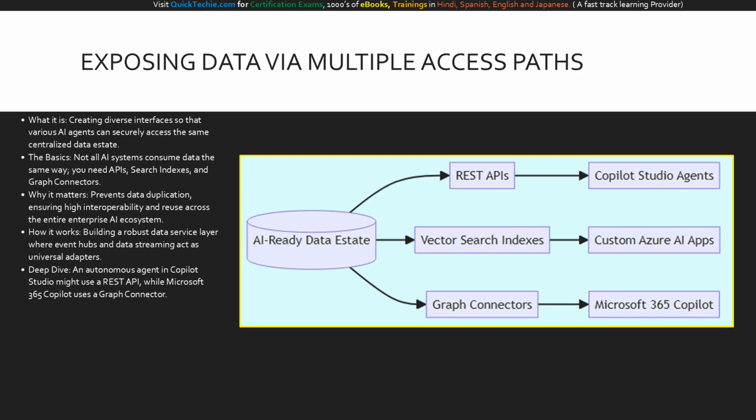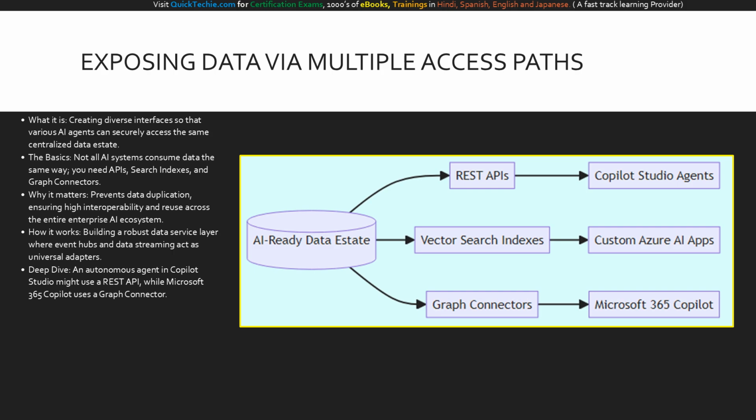By designing your data architecture with high interoperability in mind from the start, you ensure that multiple AI systems can securely tap into the exact same source of truth. This completely eliminates the need to duplicate data for every new AI project. You create a robust, scalable data service layer that serves as a universal adapter for any authorized AI agent in your enterprise. This diagram brilliantly illustrates the concept of multipath data exposure.